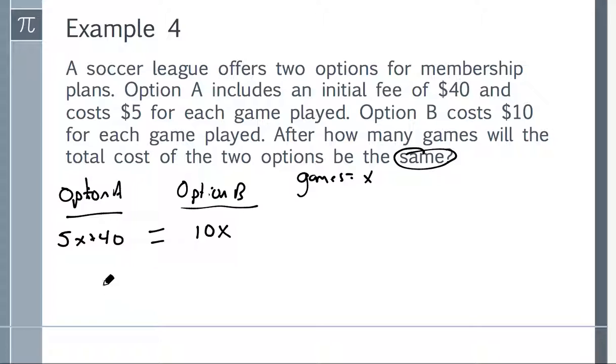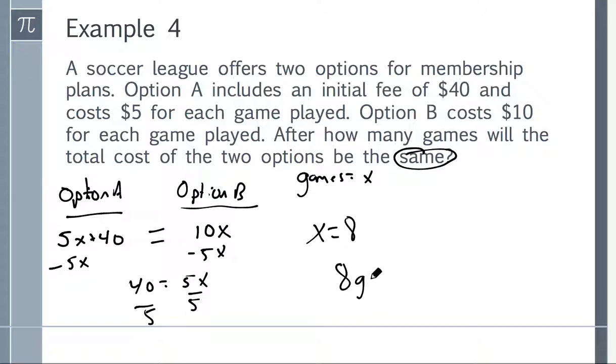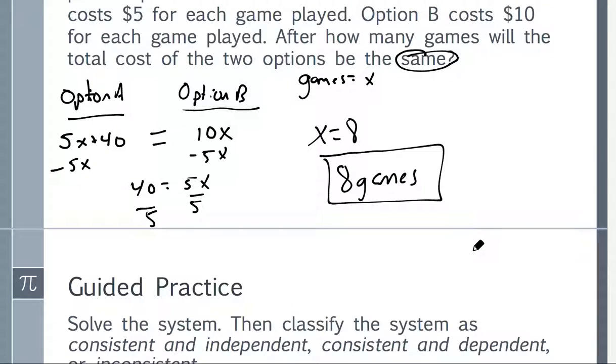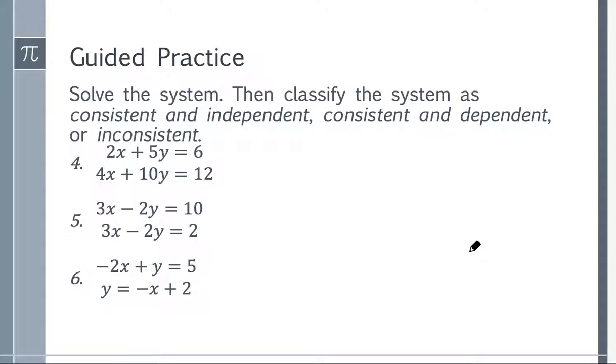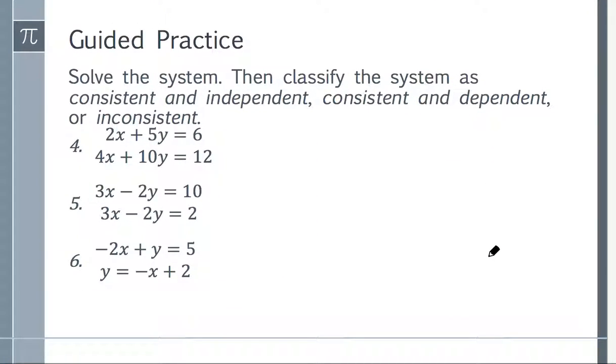So solving, subtract 5x from both sides. So we have 40 equals 5x, divided by 5, and we get x equals 8, which means at 8 games we have equal options. All right, moving on to guided practice. So again, go ahead, try these on your own, 4, 5, and 6, and enter your answers on Edpuzzle.